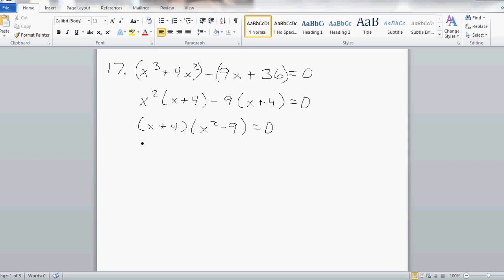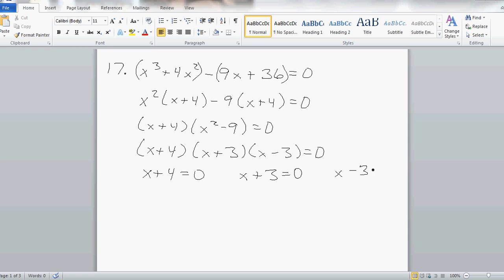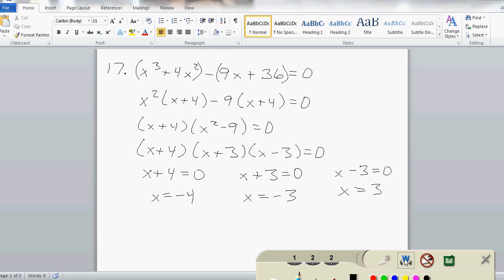But x squared minus 9 can factor further because that's the difference of squares. That is x plus 3 times x minus 3. And now I can set each and every one of these equal to 0 and solve each one of them individually. So x would equal 3, or x would equal negative 3, or x would equal negative 4. And if you plug each one of these into the original, you will see each and every one of them work out correct.